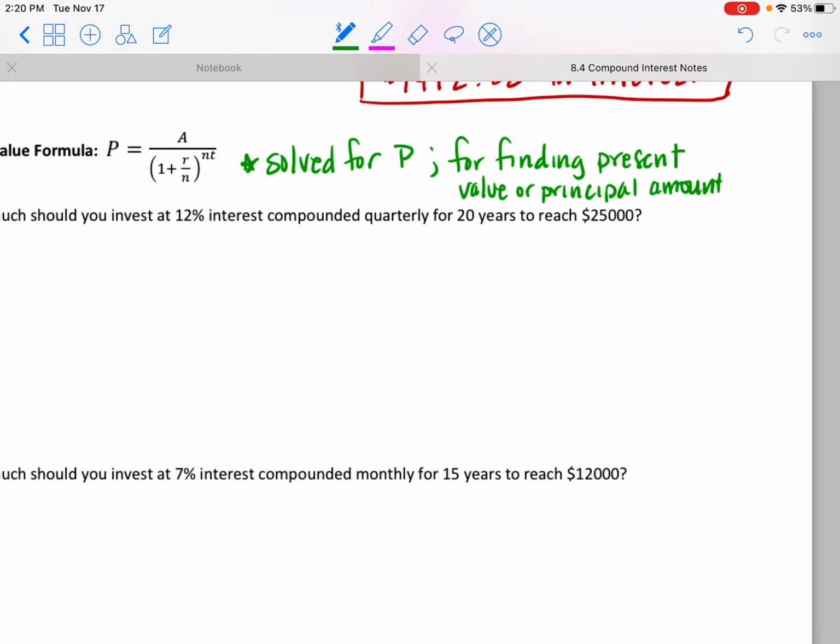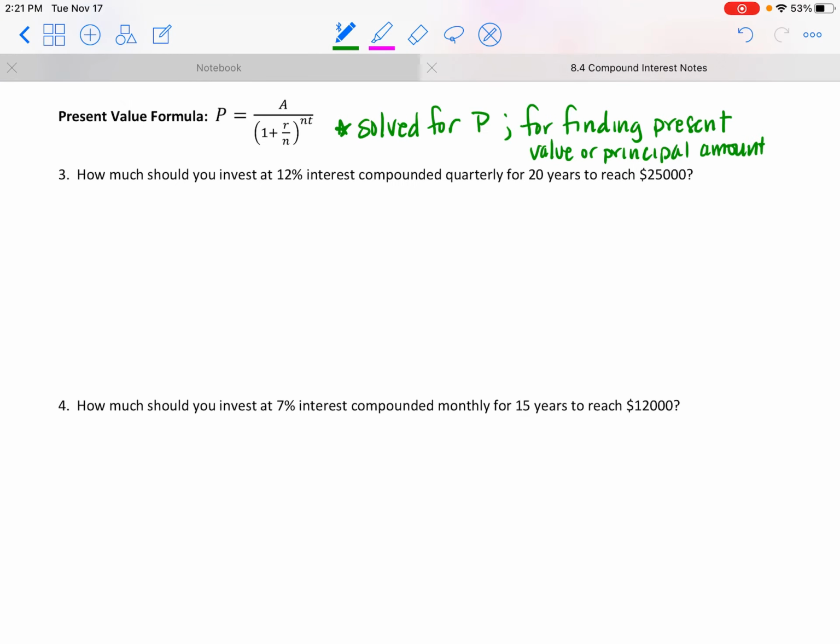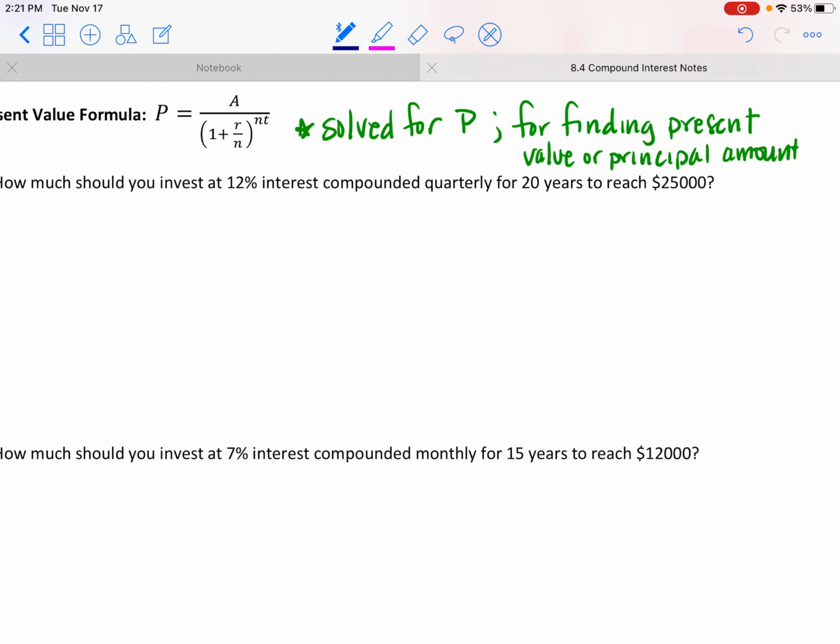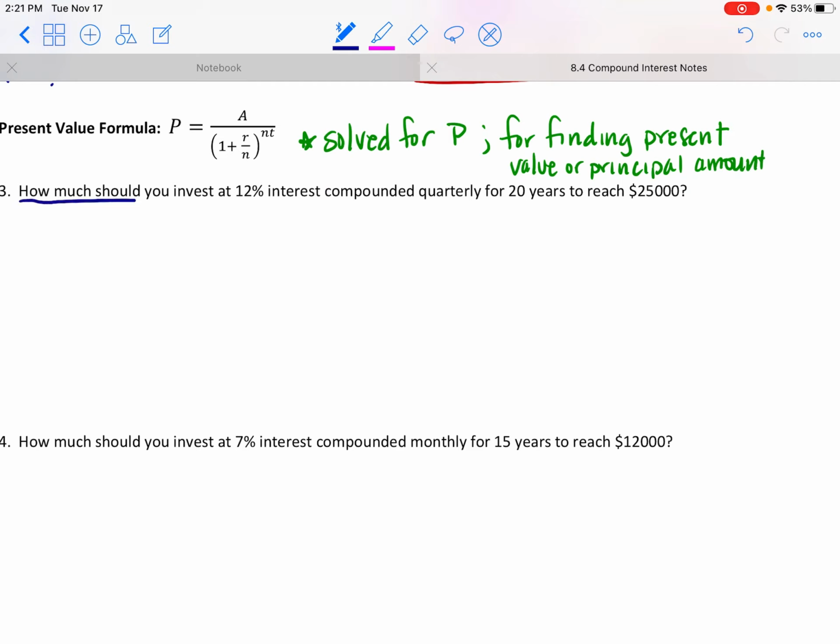So let's look at an example. For number 3, it says, how much should you invest at 12% compounded quarterly for 20 years to reach $25,000? In this case, I am looking for how much to put in. How much should I invest now? What is that principal amount? 12%, so that's 12 over 100, or 0.12. It's compounded quarterly, which means n is going to be 4 for 20 years, so t is going to be 20, and we're trying to reach a final amount, A, of 25,000.